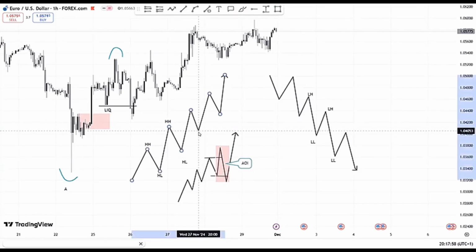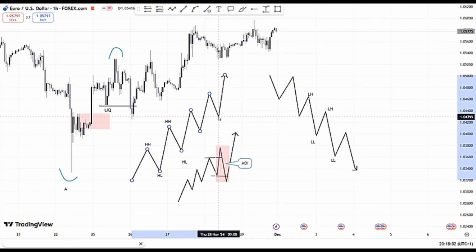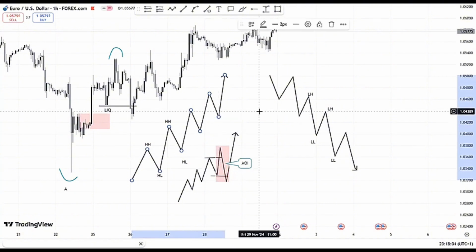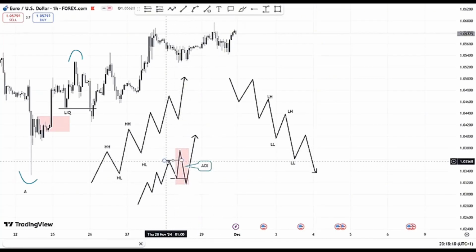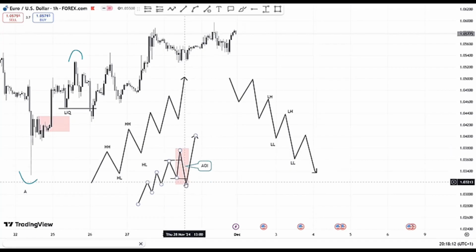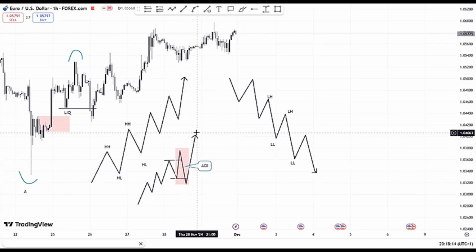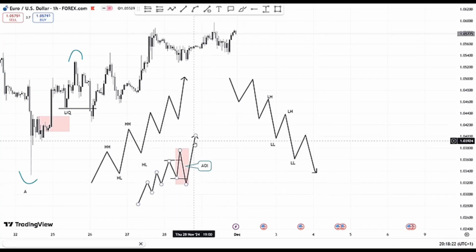Okay, I hope you know that support and resistance is what forms the basics of your higher highs and your higher lows. Now this area here, this sell move that cleared the high, you see the market cleared the high, cleared the low, and continued the initial direction, which is the bullish direction. This structure here is what we call an AOI. This is for a bullish scenario.